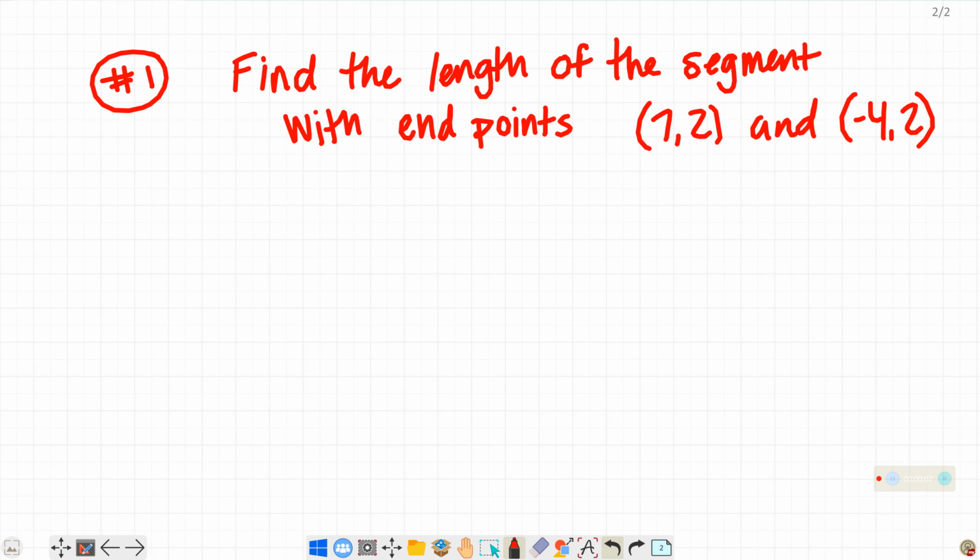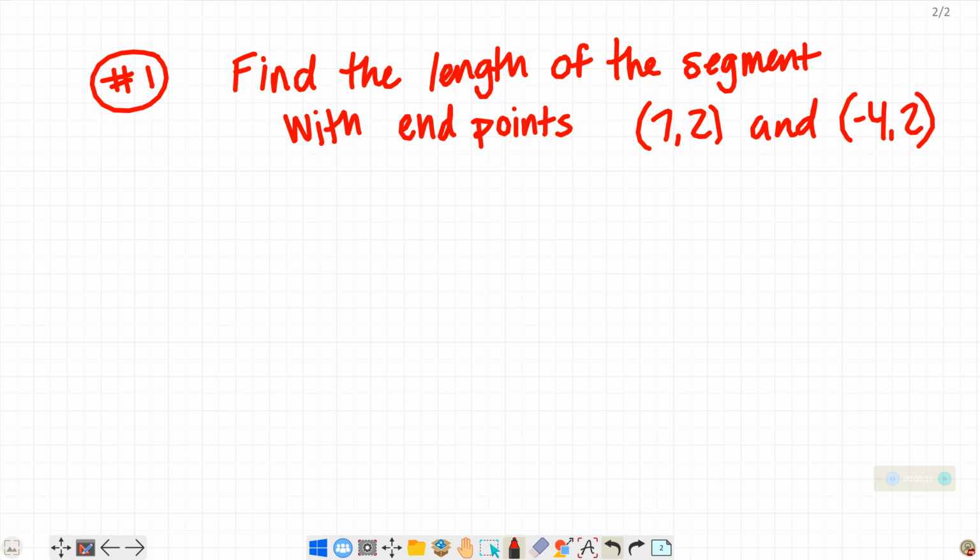So number 1 is asking us to find the length of the segment that has the endpoints (7, 2) and (-4, 2). There's a couple of different ways you can go about this. You can graph those 2 points and then count how many units are in between them, and that would tell you how long they are. Or you can just use absolute value. I like to do it the absolute value way.